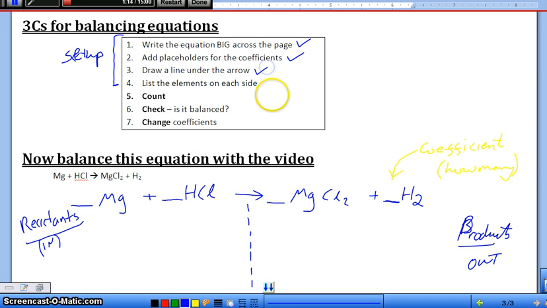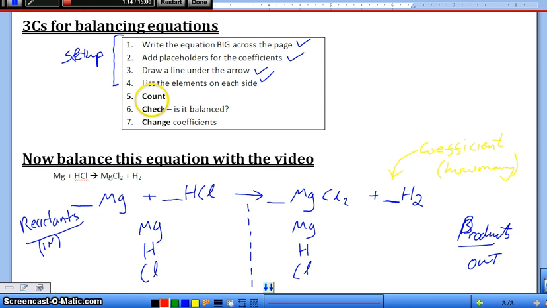Okay. Now we're going to list the elements on each side. So on this side we've got magnesium, hydrogen, and chlorine. Now if you find you're having any trouble with figuring out what the elements are, at the bottom of your page there's a link to another video about reading chemical formulas that will help you out. Do you see I've listed them in the same order on both sides? It makes it easier. Okay, so now we get into the main meat and potatoes of doing it. We've got count, check, change.